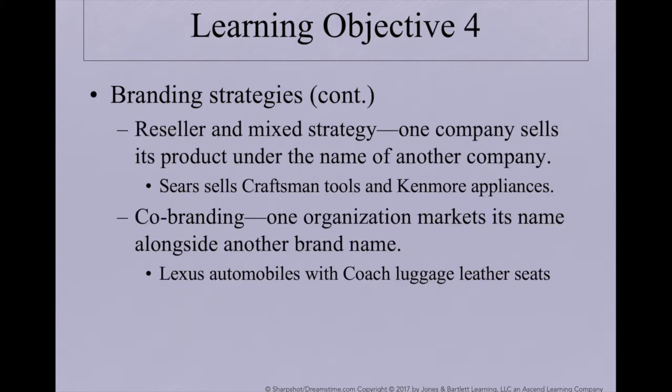Branding strategies, reseller and mix strategy. One company sells its products under the name of another company, such as Sears, when they were around, sells Craftsman tools and Kenmore appliances. Co-branding, one organization markets its name alongside another brand, such as Lexus automobiles with Coach luggage leather seats, or Cadillac with Bose sound system.